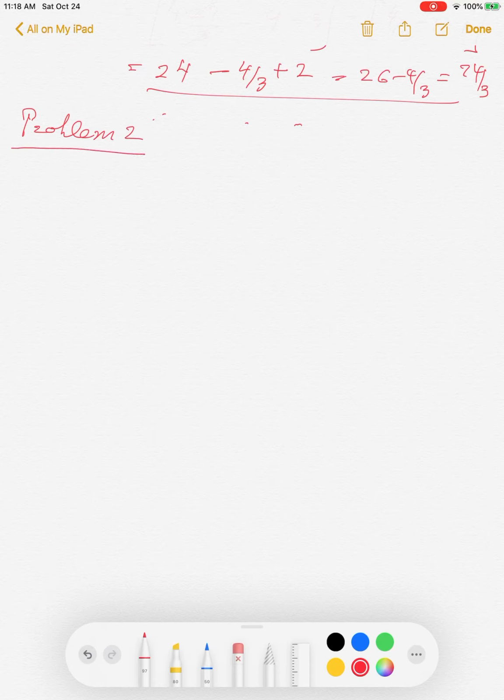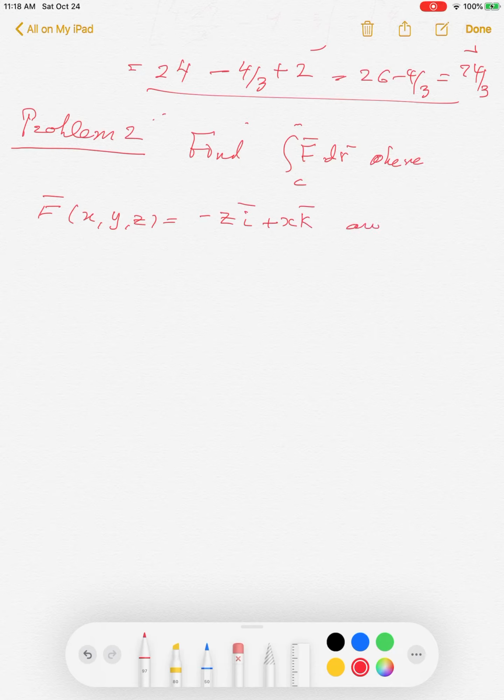So problem 2. Let's find the line integral of f bar dot dr bar over the curve C, where you are given a vector field f bar of x, y, z to be minus z i bar plus x k bar, and C is the semicircle from (1, 0, 0) to (-1, 0, 0).